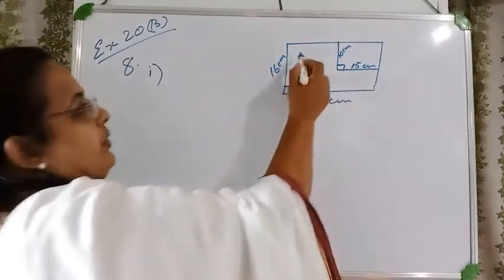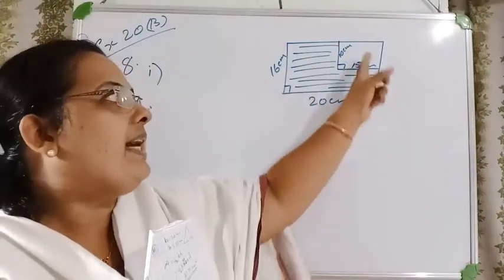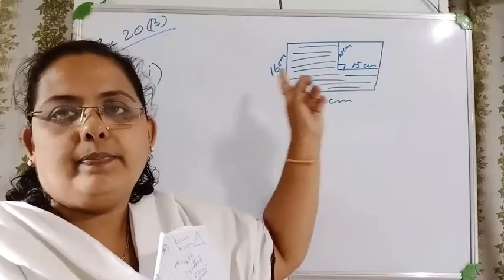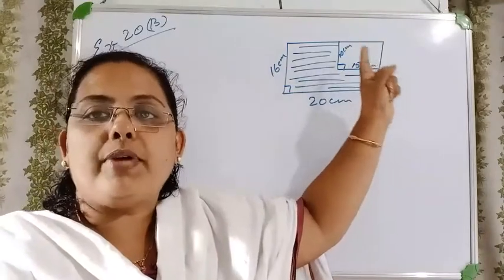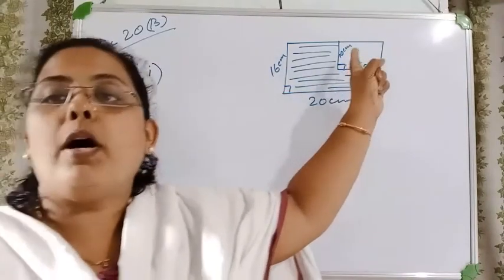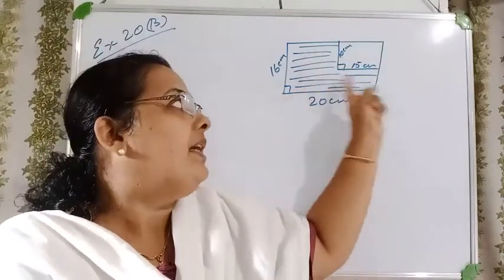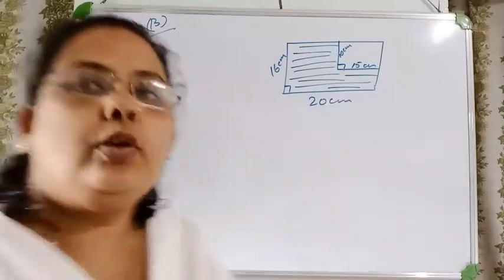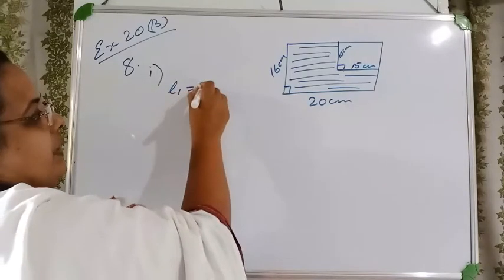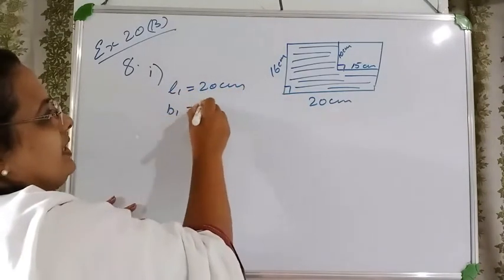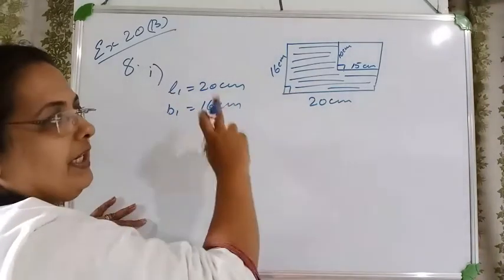Now this is the shaded portion, and two rectangles are there, one inside the other. So here, how you can find this shaded portion? When you subtract the area of this small rectangle from the area of the bigger rectangle, you can get the area of the shaded portion, right? So we will do it this way. We will just write L1 is equal to 20 centimeters, B1 is equal to 16 centimeters. That is given there. L1 and B1 I have taken for the bigger rectangle.